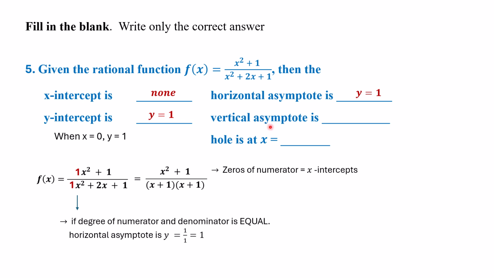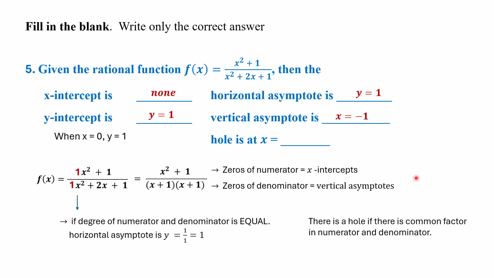The vertical asymptote is determined from the zeros of the denominator. The zero here is x equal to negative 1. So there is only one vertical asymptote since they are the same factors. And for the last one, getting the hole: there is a hole in the rational function if there is a common factor in the numerator and denominator. Since there is no common factor between them, there is no hole.